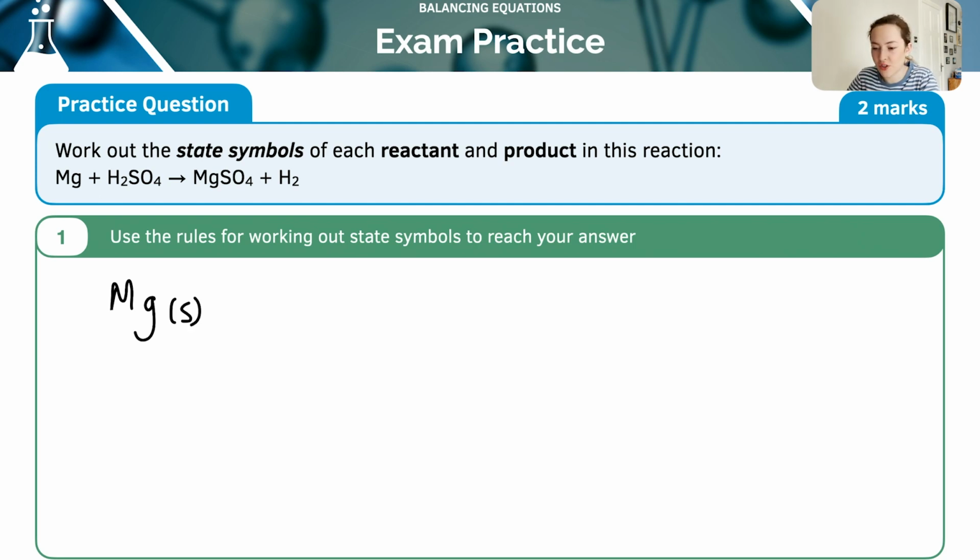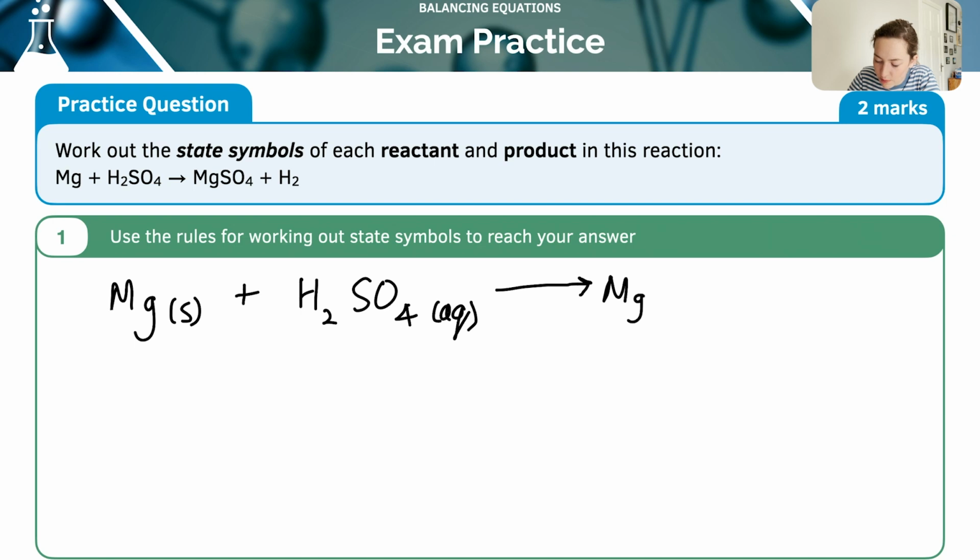So it's going to be in a solid state, then insoluble on its own. If I dropped it in water, for example, it's not going to dissolve. The acid, like I said, H2SO4, a laboratory acid, is going to be aqueous, according to our rules. And then we've got a salt, MgSO4. Most salts are going to be soluble, like your table salt, so it's likely to be aqueous.